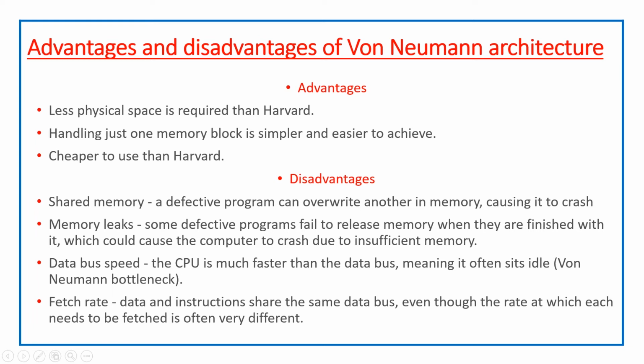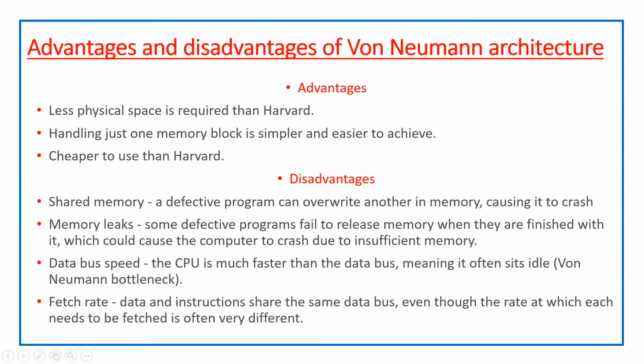Number two is handling just one memory block is simpler and easier to achieve. We have one single memory for both data and instruction in von Neumann architecture. So handling a single memory is simpler and easier than handling two different memories for data and instructions, which is found in the Harvard architecture. Third point is cheaper to use than Harvard architecture. So von Neumann architecture is cheaper than the Harvard architecture.